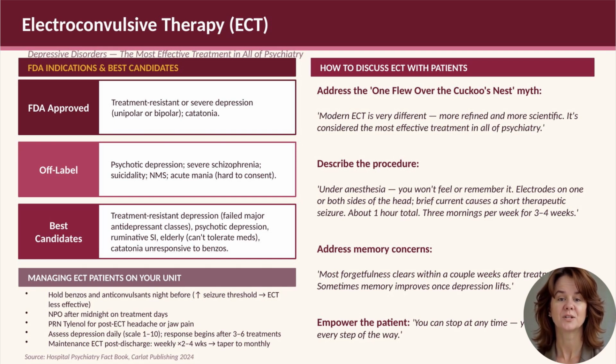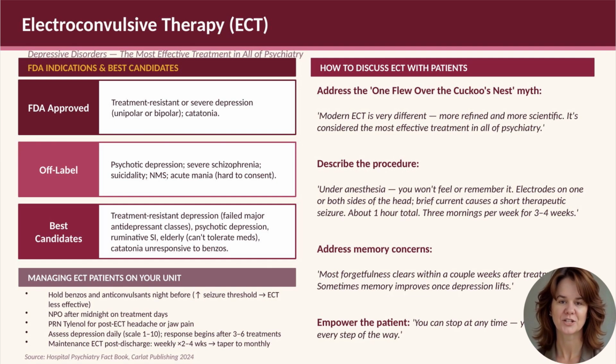It is also used off-label in conditions such as treatment-resistant bipolar depression, severe mania, neuroleptic malignant syndrome, and refractory agitation, especially when rapid stabilization is required. The best candidates are patients who need a rapid response, have failed multiple medication trials, cannot tolerate medications, are pregnant, or have a history of prior positive response to ECT.